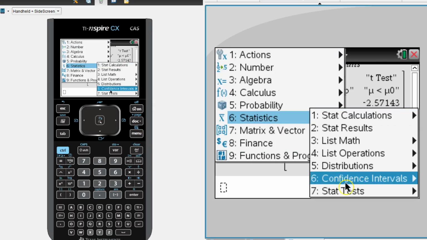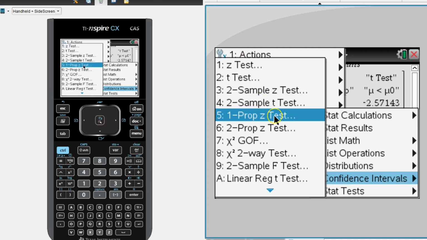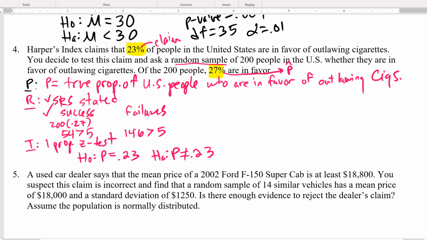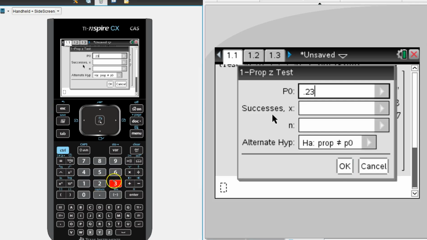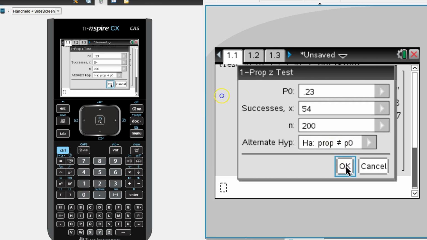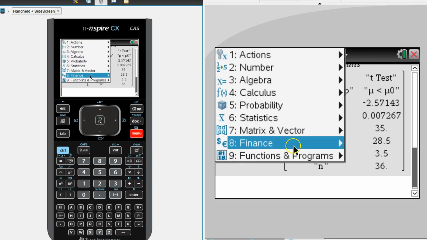Menu, statistics, tests. Don't do these two. These two are for means. A one proportion z-test. Our claim was, what was it, 23%? We saw 54 successes out of 200. I got those numbers right here. 54 out of 200. Our alternative is not equal to. What do we write down? I don't know what just happened. I'll have to try it again.